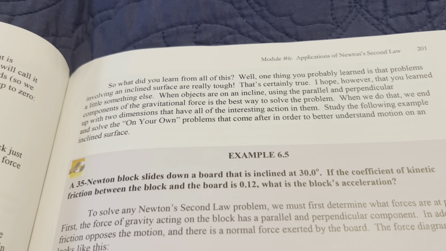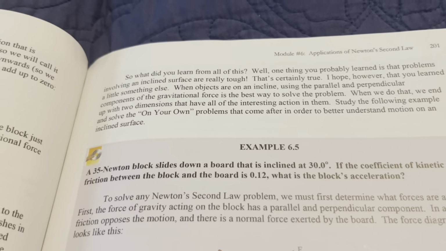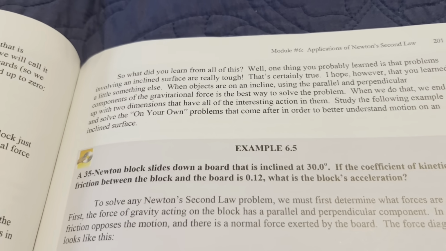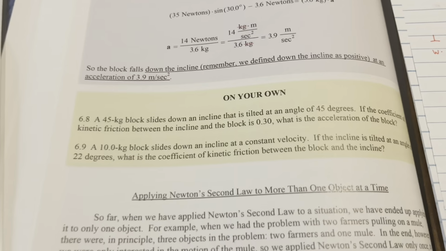And that's what we're going to do. When we do that, we end up with the dimensions that have all the interesting information that we need, and that's how we're going to be able to solve our problems. All right, let's look at On Your Own problem 6.8.